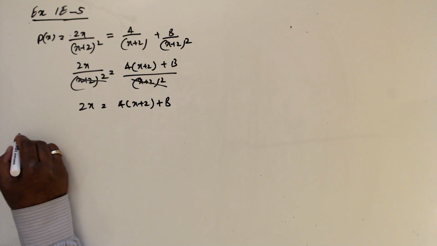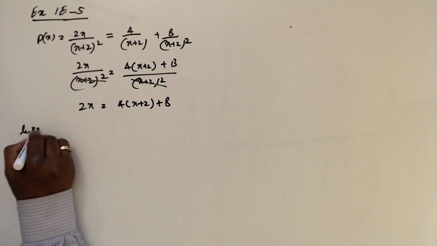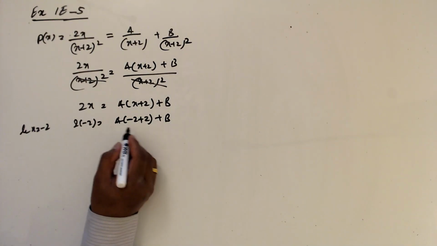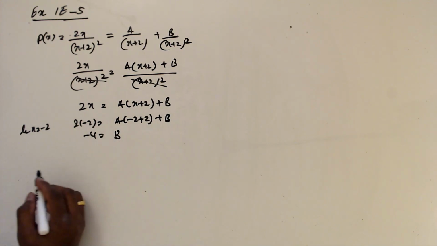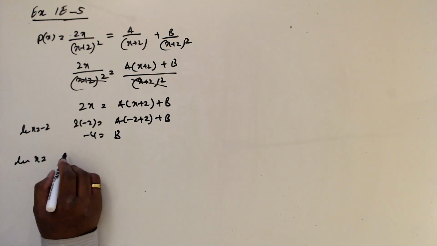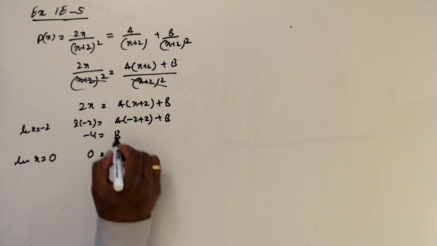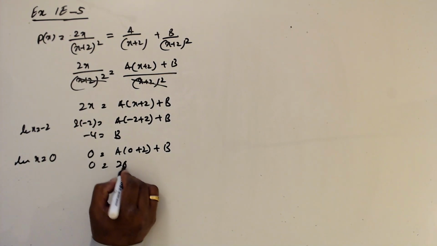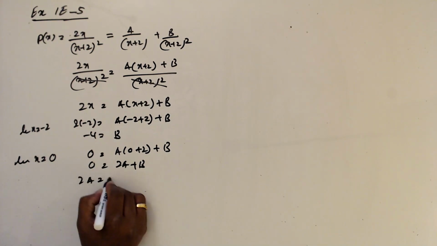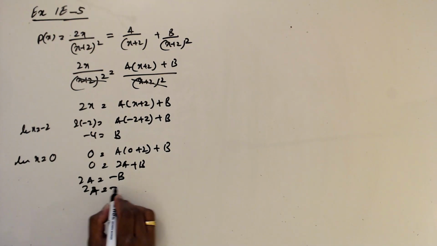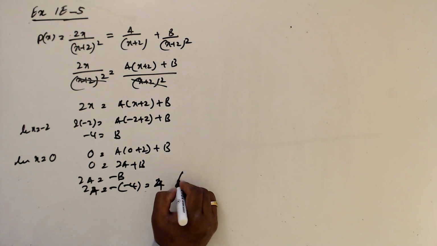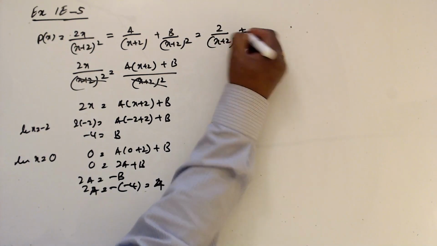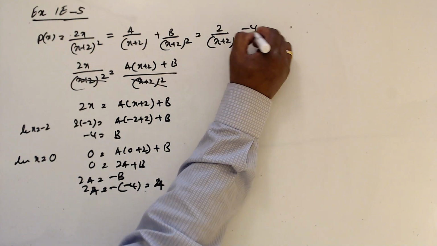Now we can take x equal to minus 2. Then 2 times minus 2 equals a times minus 2 plus 2 plus b. So this is going to be 0, and minus 4 equals b. Very simple. And let x equal 0, then 0 equals a times 0 plus 2 plus b. So 0 equals 2a plus b. So 2a equals minus b, which is 2a equals minus minus 4, this is 4. So a equals 2. So then we can write this one: 2 over x plus 2, plus b is minus 4 over x plus 2 squared.